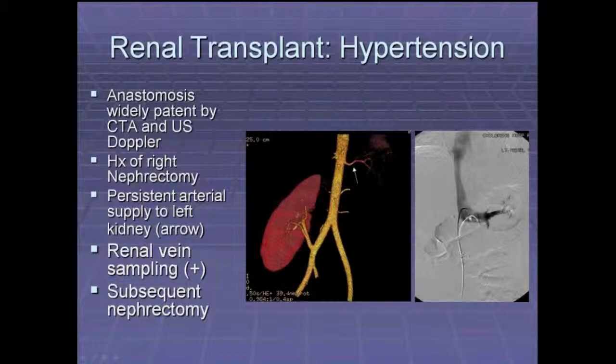Go in there, do a left renal vein sampling. The ratio was abnormally high, showing that this was the etiology for the child's underlying residual renin. So they had to go ahead and do a nephrectomy on this.